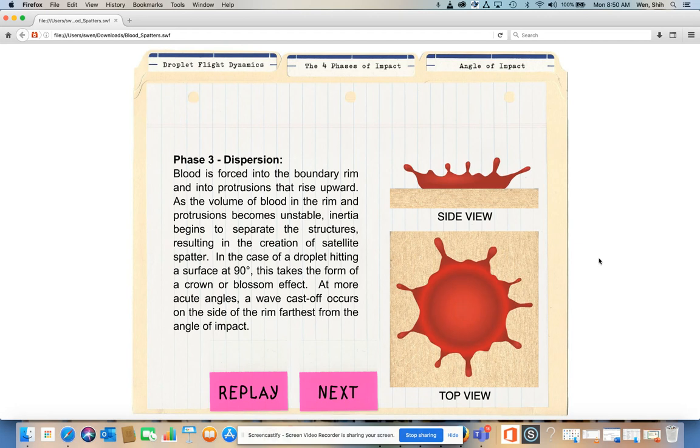The third phase is dispersion. So now that we have the blood that's hit that ground, that now the momentum is beginning to be exerted outwards, we see that all these different types of structures are beginning to form. And depending on the angle, it will determine what these different irregular patterns are going to form. And so we're going to see that on the next angle of impact, or the next tab up here, which is going to be for tomorrow.